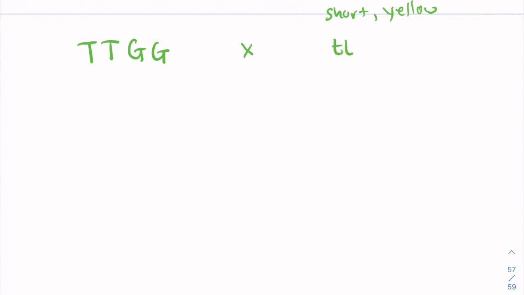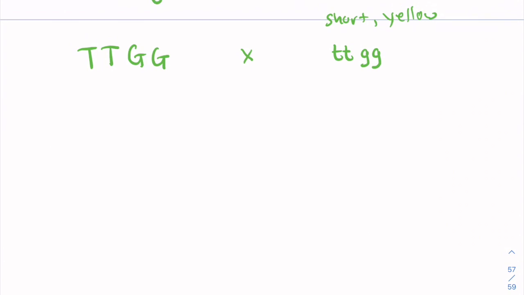So for example, what if we cross a plant that is homozygous dominant for tall and homozygous dominant for green? Okay, so this is going to be a tall green plant, the jolly green giant of plants, and we're going to cross it with a short yellow plant. So for a plant to be short, it's got to be two lowercase t's, and for it to be yellow, to have yellow peas, it's going to be two lowercase g's.